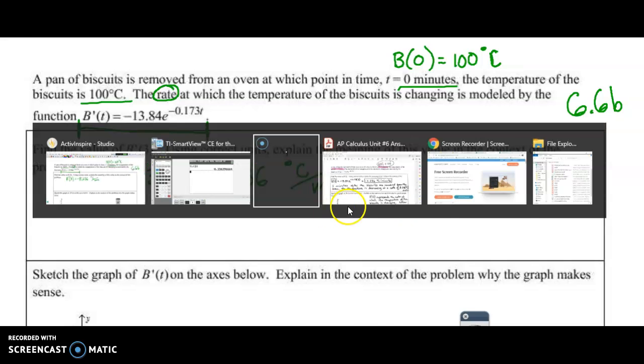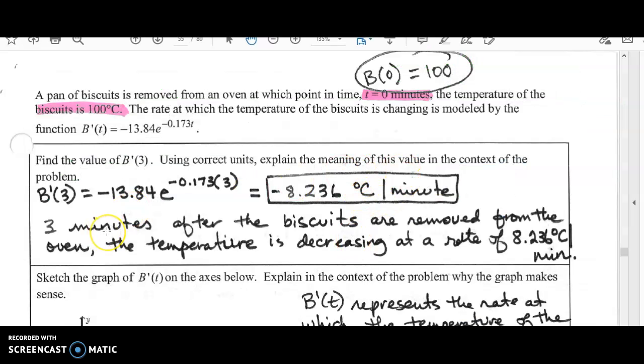And just for perfect context, I'm going to show you the answer. At exactly 3 minutes from being removed from the oven, the temperature is decreasing, because it's negative, at a rate of 8.236 degrees Celsius per minute.